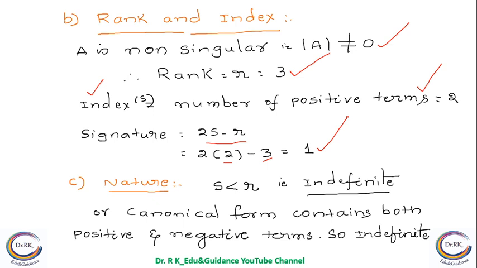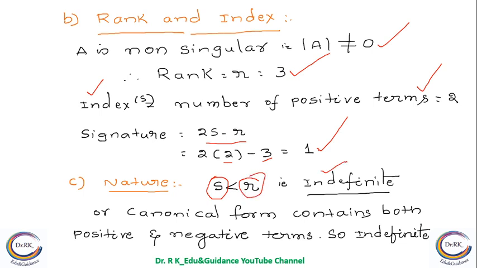Next, the nature. If you recall the process, based on that we can come out with the nature of the quadratic form. Here S is less than R, that is, the number of positive terms, the index, is less than the rank of the matrix, therefore it is indefinite.